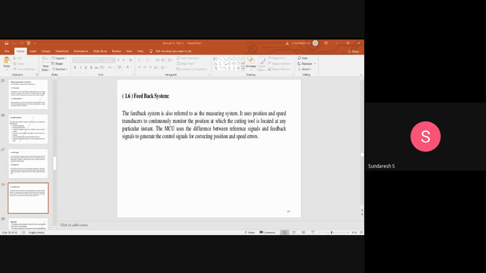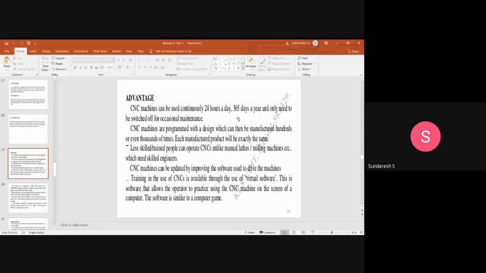Next comes advantages of CNC machines. CNC machines can be used continuously 24 hours a day, 365 days a year, and only need to be switched off for occasional maintenance. So no problem if you are running it 24/7 for 365 days. Nothing will happen. It will keep on working for 24 hours and of course for 365 days in a year. And it needs to be switched off only if it requires any occasional maintenance, right?